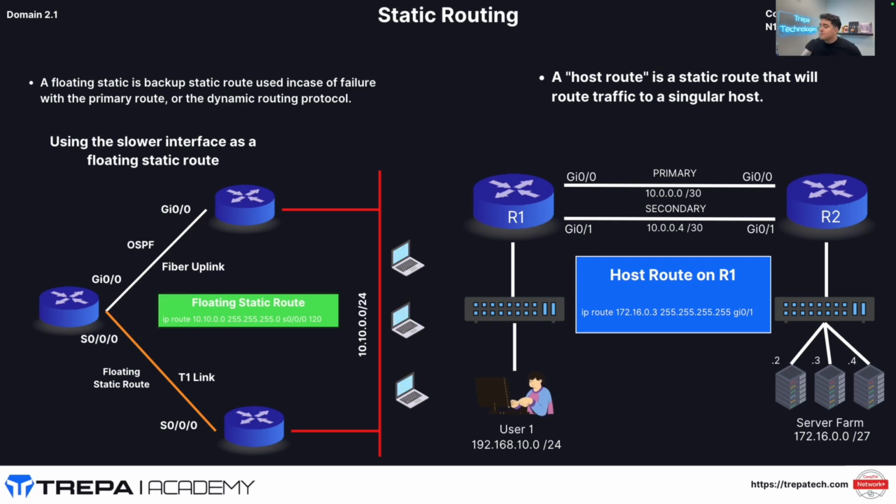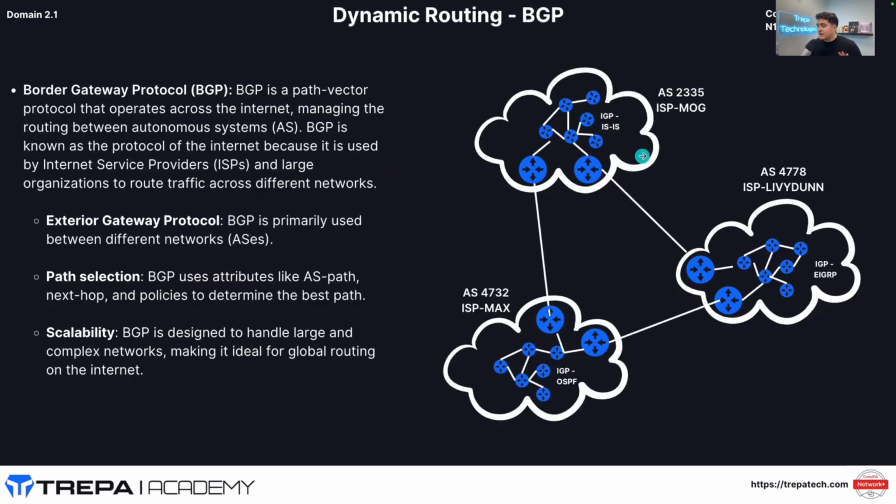Then we have a host route. So this is a static route that will route traffic to a singular host, meaning that if we have this primary link and we're talking to this server farm over that primary link. So here's our static route configuration. Hey, or IP route to 172.16.0.0/27 over this primary link. But when I talk to this specific server here, .3, this server right here, .3, I want to use that secondary route. So that's a host route where you're routing traffic to a single IP address. Okay, now let's move on before we get too complicated.